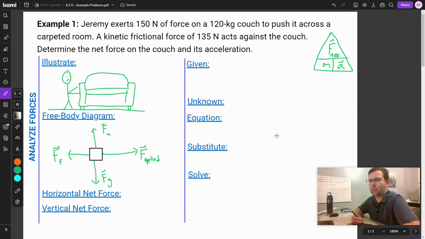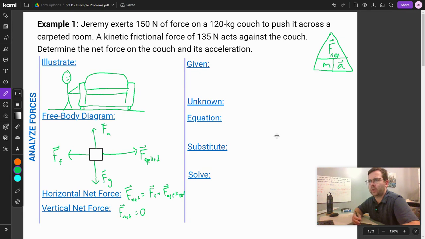The net force in the horizontal direction is going to be F net equals the friction plus the applied force. And when we say plus, you're adding them together, but you also need to make sure you're including the direction, because the applied force is in the positive direction and the frictional force is in the negative direction. For the vertical net force, the net force is 0 because the gravity and the normal are balanced in this case. So we're only going to have a horizontal net force here.